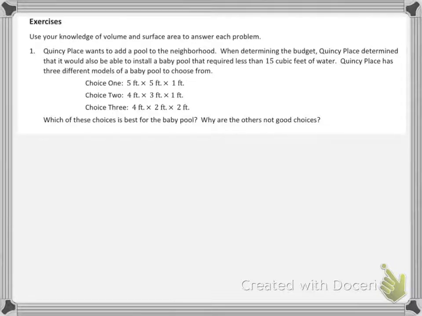Well, let's try these out. First of all, it's got to be less than 15 cubic feet, and that implies volume. So I'm going to find the volume of each one of these. The volume of choice 1 is going to be 5 times 5 times 1. That's 25 cubic feet. So that's too much. That's too big. So choice 1 is no good. Choice 2 is 4 times 3 times 1. That's 12 cubic feet.